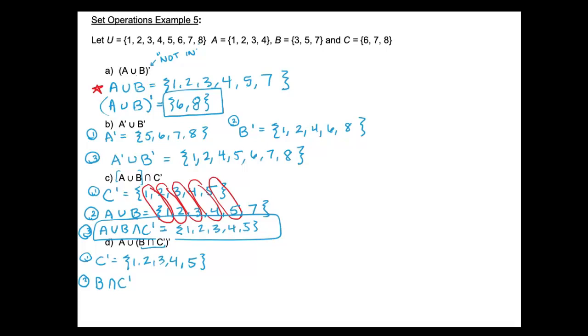Then step 2, I'm going to do B intersect C complement. So I'm doing the entire inside of the parentheses. So I do that next. And so if C complement contains these elements, then I need to figure out what that has in common, because intersect means in common with B.